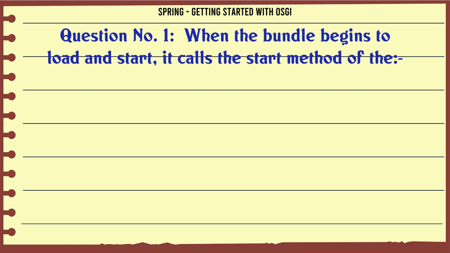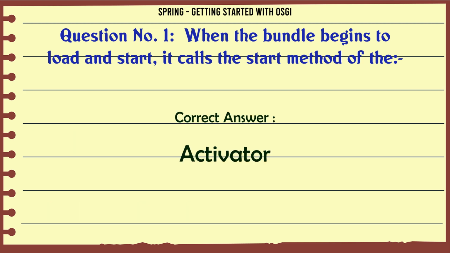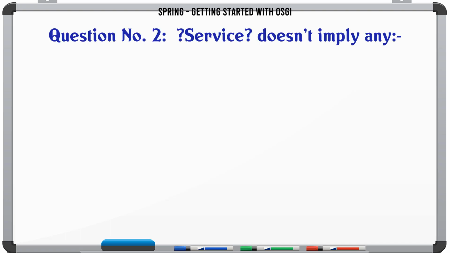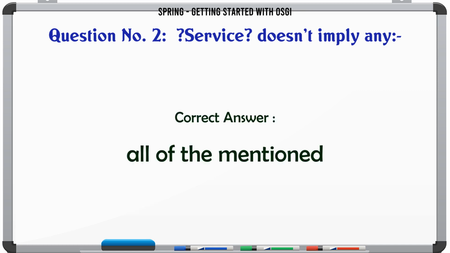When the bundle begins to load and start, it calls the start method of the: A. Bundle-Activator, B. Activator, C. All of the mentioned, D. None of the mentioned. The correct answer is Activator. Service doesn't imply any: A. RPC, B. Inheritance, C. Transactional qualities, D. All of the mentioned. The correct answer is all of the mentioned.